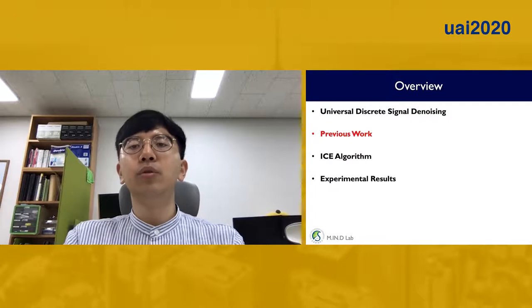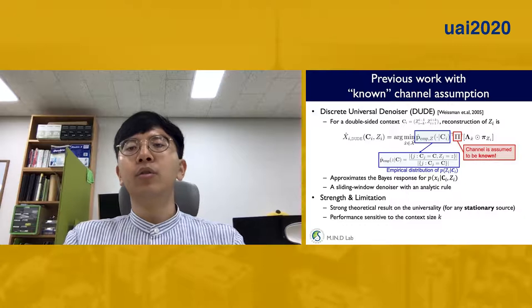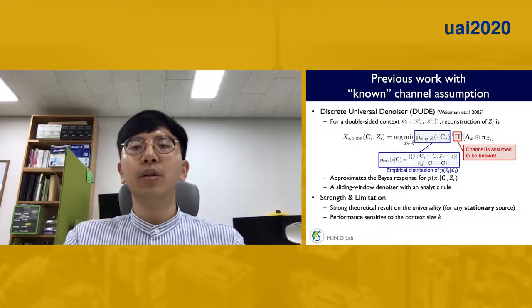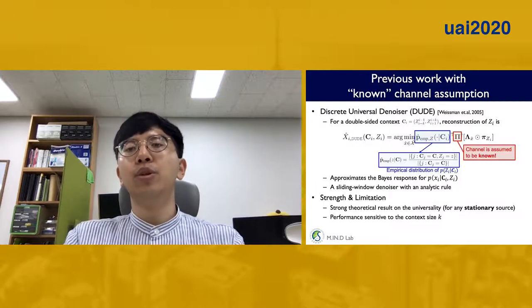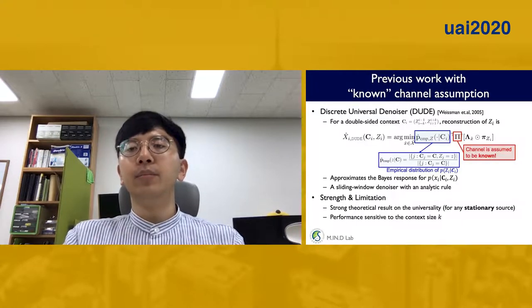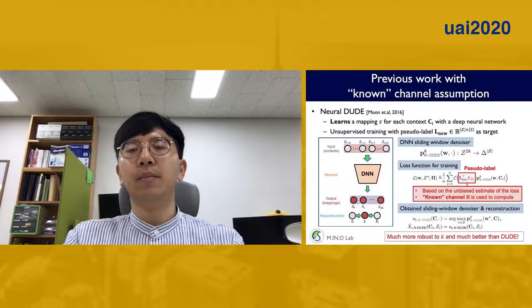Now, we'll introduce three important previous works. The first work is the discrete universal denoiser, which is also called DUDE. For a double-sided context, the reconstruction of Z is defined as this. This formula is an approximation of the Bayes response for the posterior distribution on the source signal. In DUDE, there are some strengths and limitations. It has strong theoretical results on universality. However, the performance of DUDE is sensitive to the context size k.